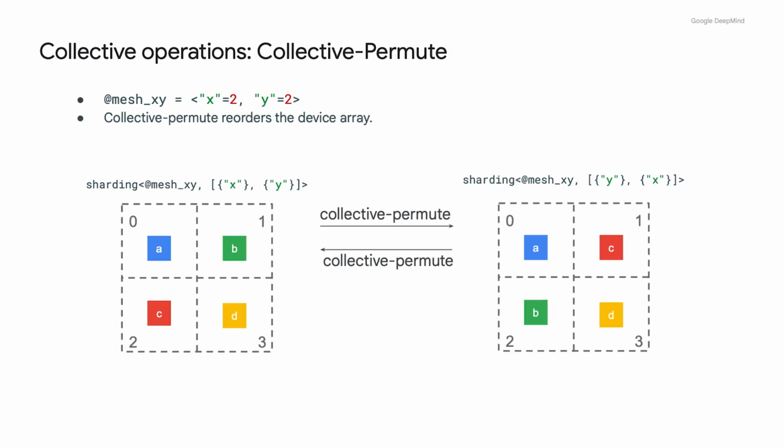collective operation. Another one is collective permute, which is the reordering of the device array. For example, from XY to YX. This corresponds to a reordering of this device array. For example, this one is just a local exchange from device 1 to device 2, to swap data across these 2 devices, which corresponds to collective permute operations.